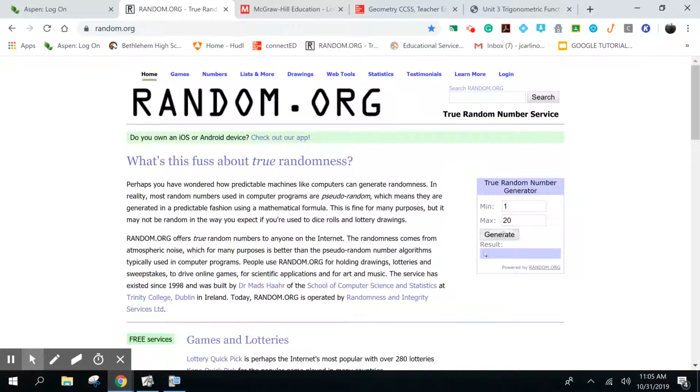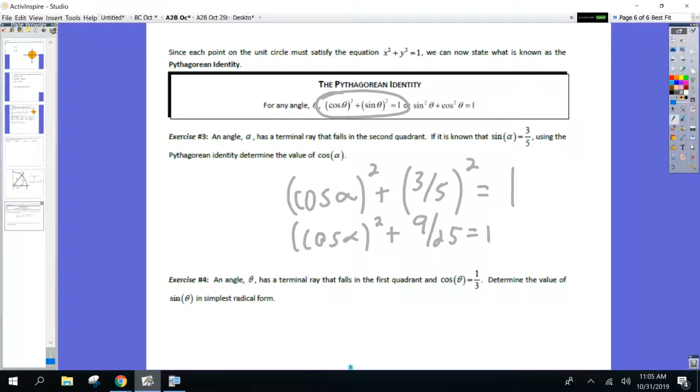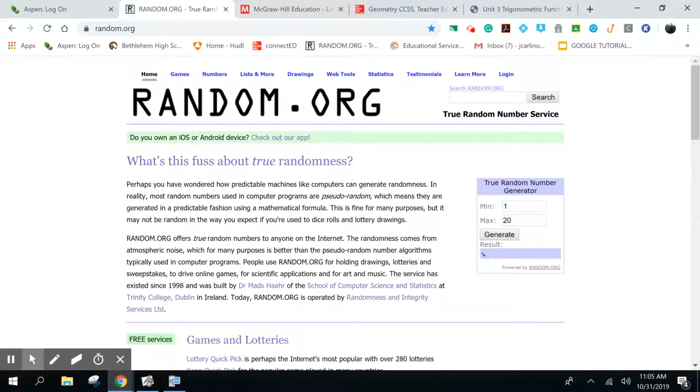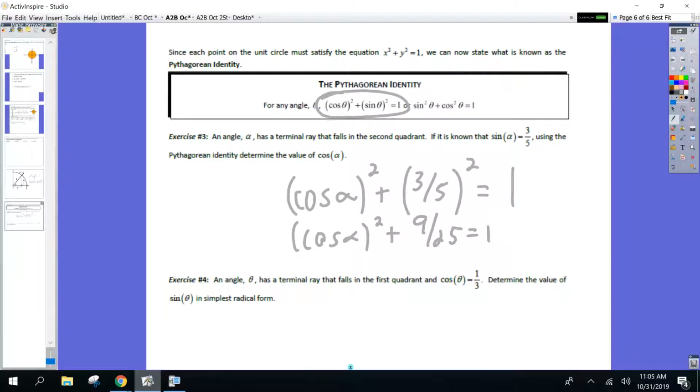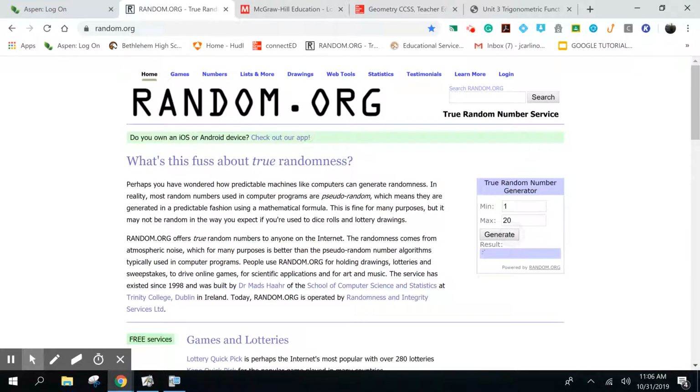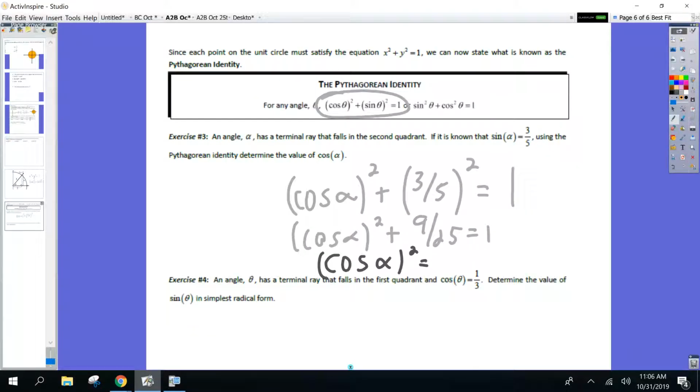Here go your algebra skills. How am I moving it? Good job. Everyone go ahead, subtract it over. 1 minus 9/25. Let me know what that is as a fraction. So 16 over 25.